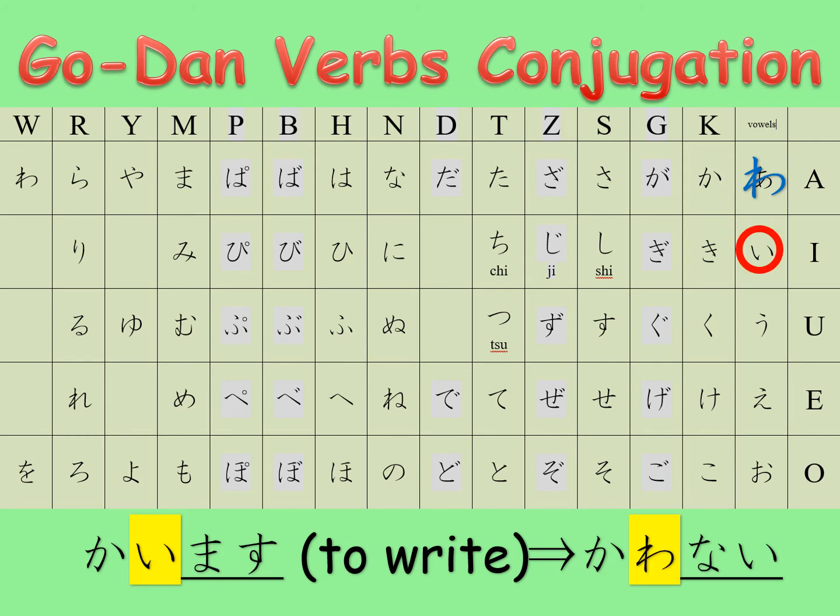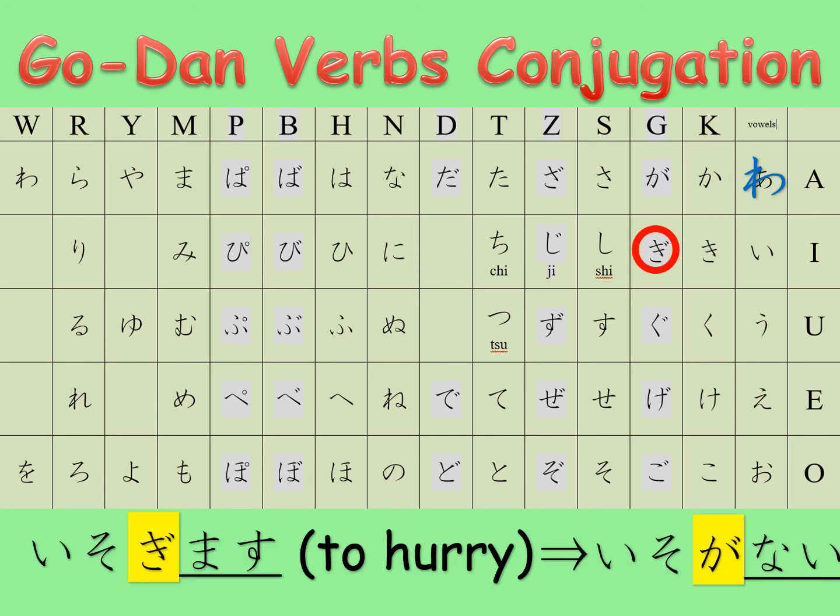In case of かいます, い goes up a ladder, but that あ was already changed to わ, so it becomes かわ, and you need to add ない. So the whole word is かわない. In case of いそぎます, to hurry, ぎ goes up the ladder to が, and ない gets added. So the whole word becomes いそがない. It's not hard, is it?